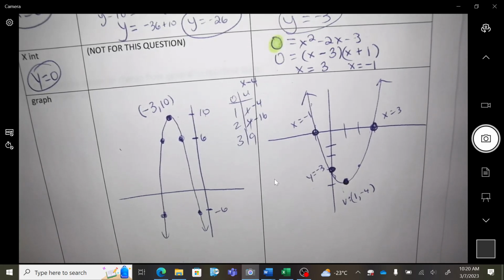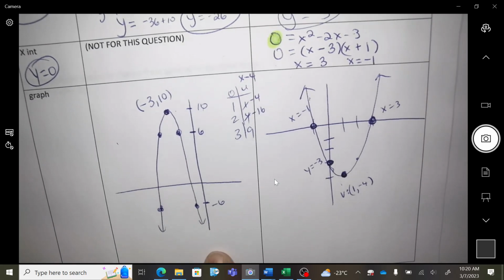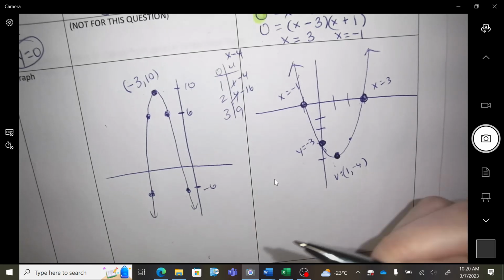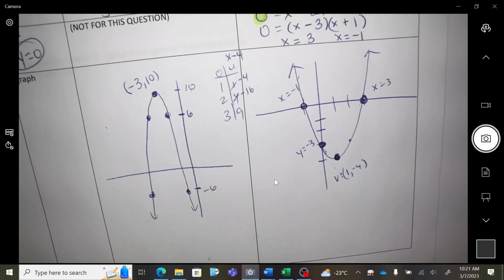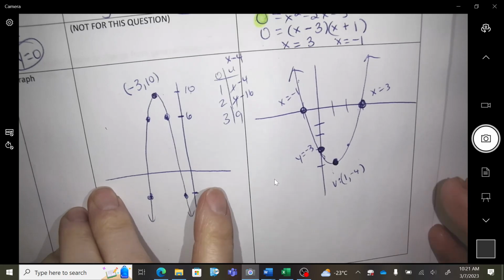We told ourselves our y-intercept was -26. Does that make sense? Would that be where you go next? Way down here at -26? Yeah, that makes sense. Okay.